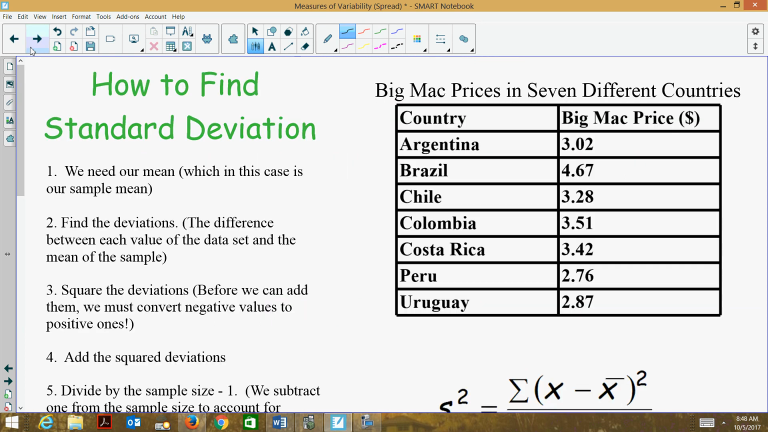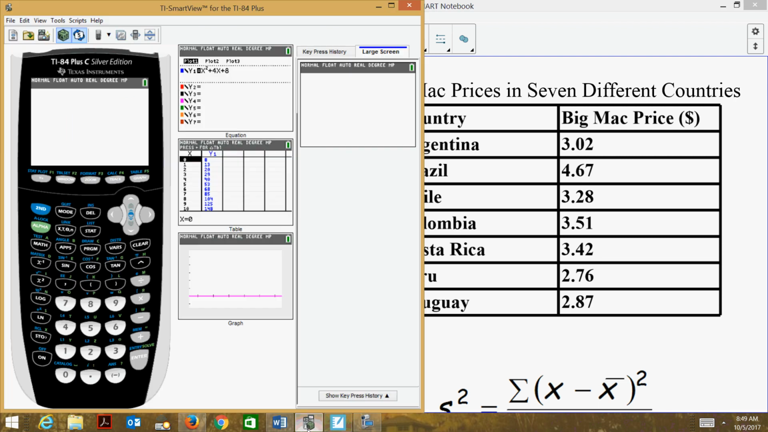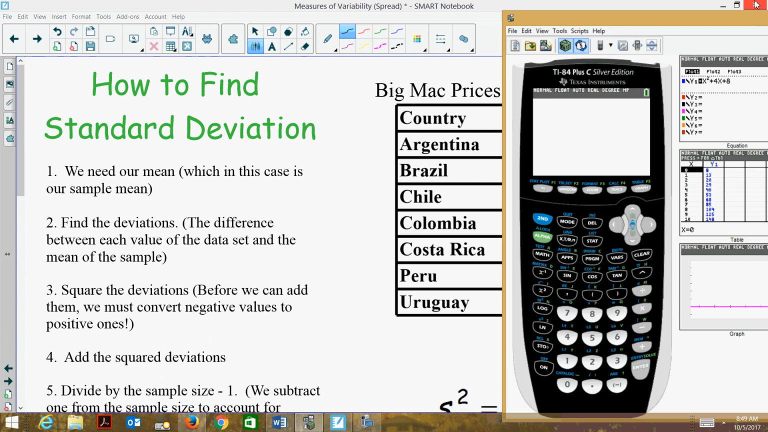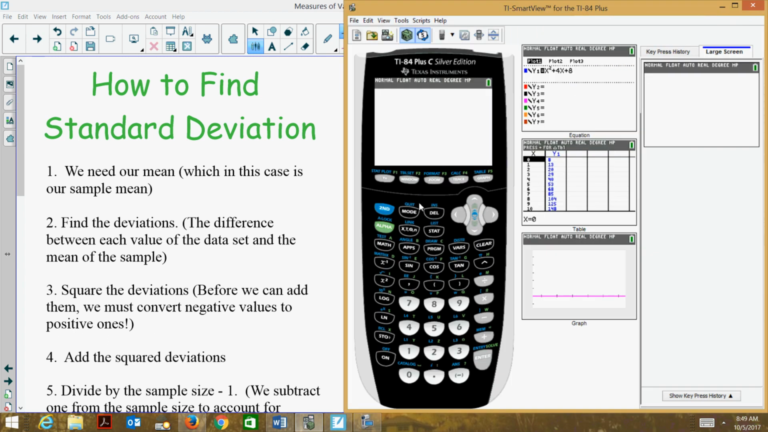So I have an example here that I'm going to go through very quickly. I do suggest that you look over the notes or pause this video whenever you need to clarify or write something down. Okay? So here's how to find the standard deviation. First, we need the mean of our sample. I'm going to use the calculator that we use in class in order to demonstrate this. I've already put the numbers for our data set in my list.